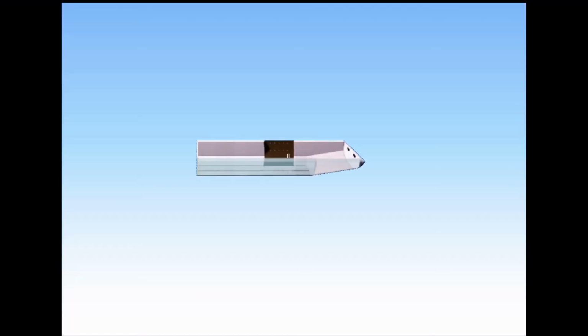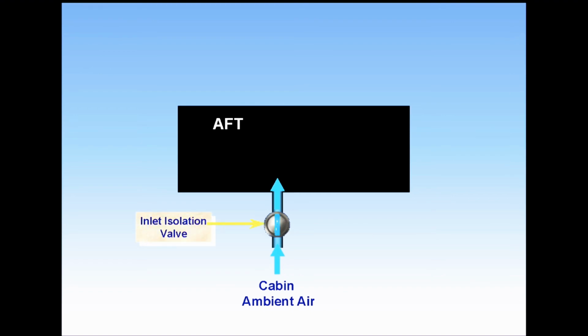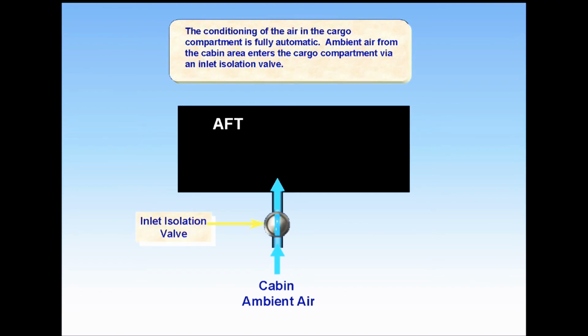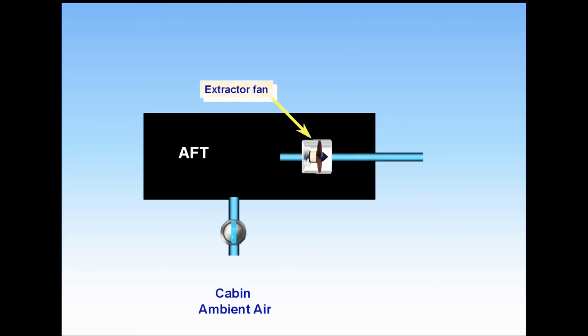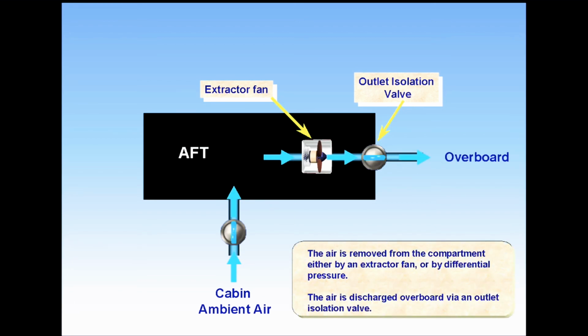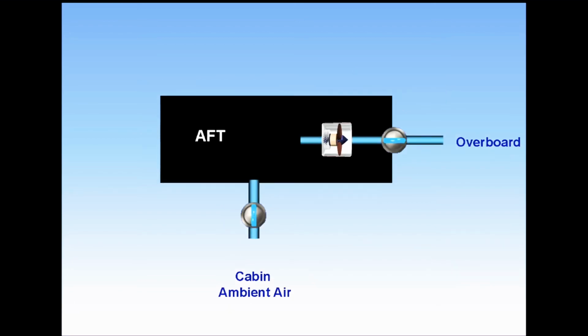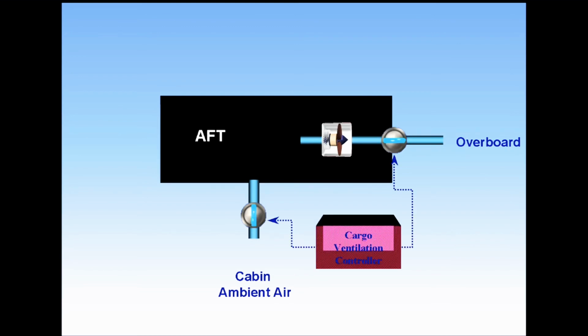The conditioning of the air in the cargo compartment is fully automatic. Ambient air from the cabin area enters the cargo compartment via an inlet isolation valve. The air is removed from the compartment either by an extractor fan or by differential pressure. The air is discharged overboard via an outlet isolation valve. The operation of the isolation valve and the extraction fan is controlled automatically by a cargo ventilation controller.